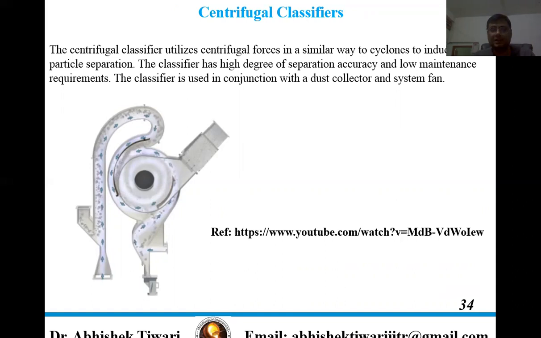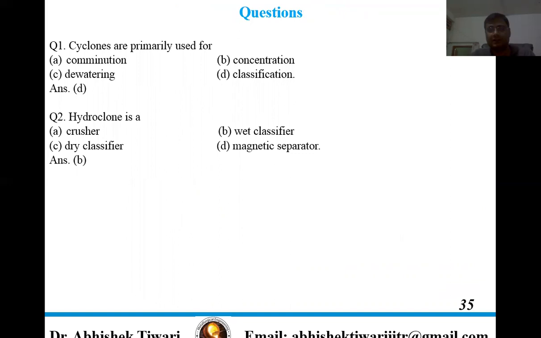Now, these are the questions asked in the GATE examination. Cyclones are primarily used for: A, comminution; B, concentration; C, dewatering; and D, classification. So, as we have read, cyclones are a type of classifier. So, the correct answer is D, classification. Hydrocyclone is: A, crusher; B, weight classifier; C, dry classifier; and D, magnetic separator. This is also asked in the GATE examination, and the correct answer is that a hydrocyclone is a weight classifier.